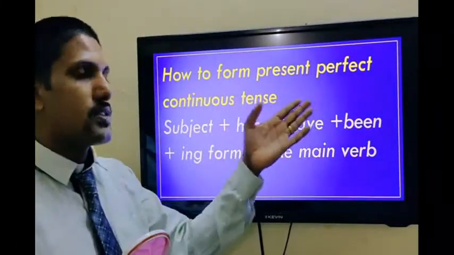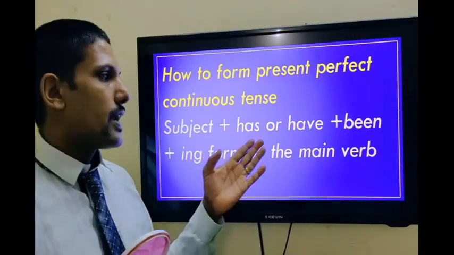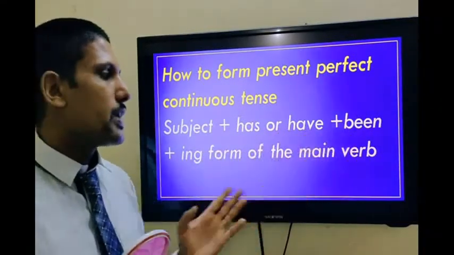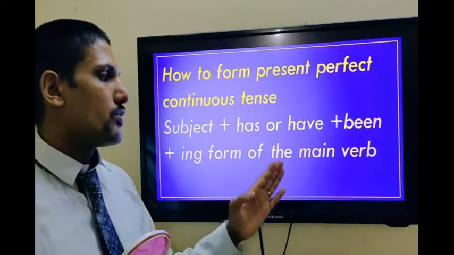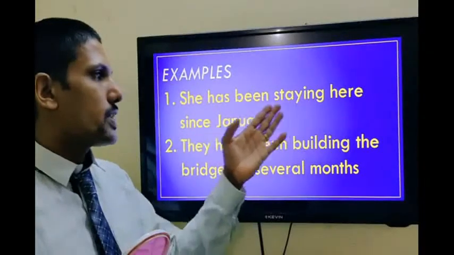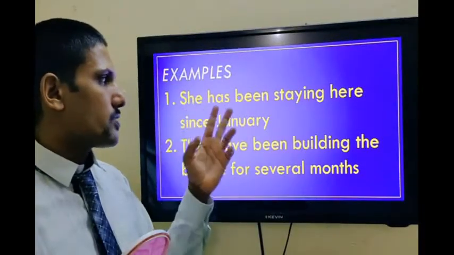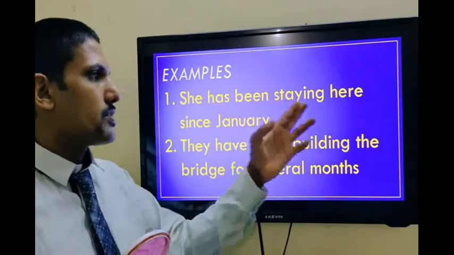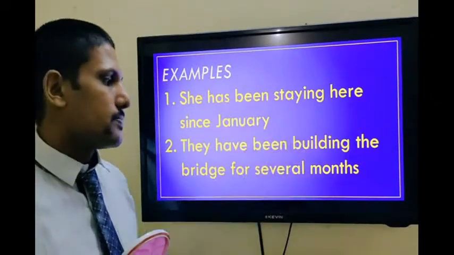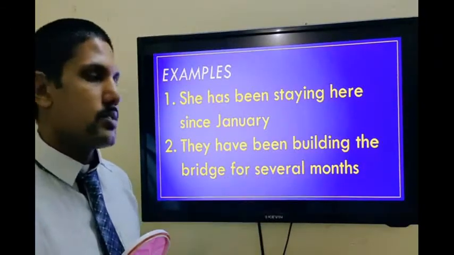How to form present perfect continuous tense? Subject plus has or have plus been plus the ing form of the main verb. Examples: She has been staying here since January. Subject plus has plus been plus stay plus ing. They have been building the bridge for several months.